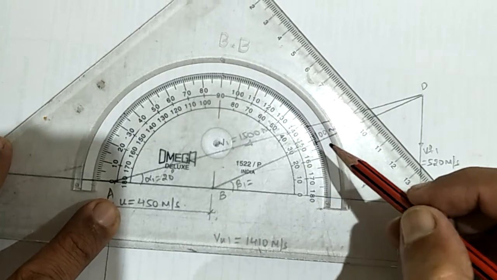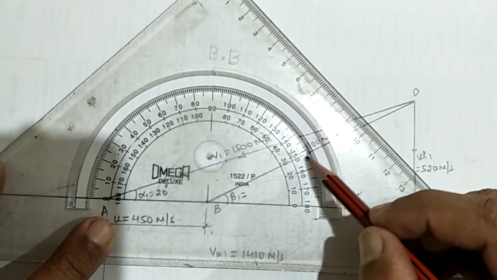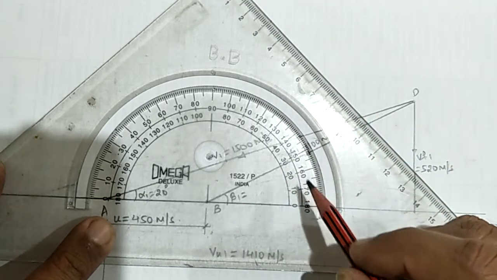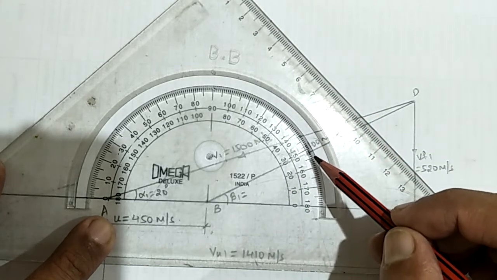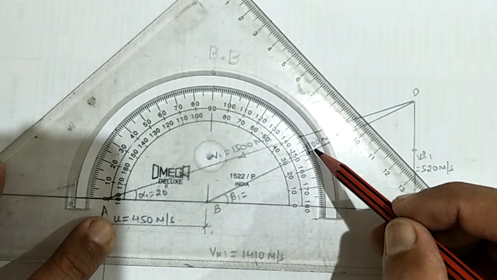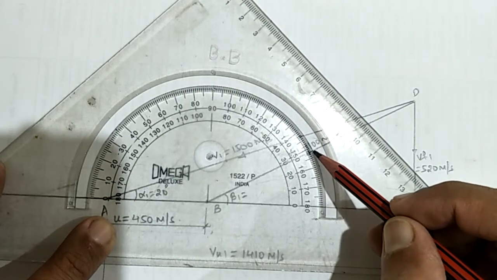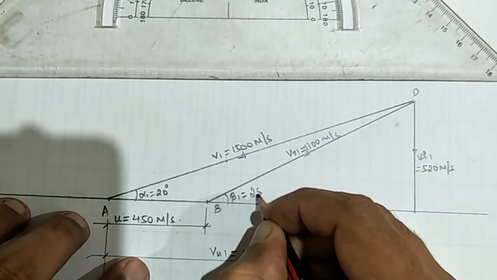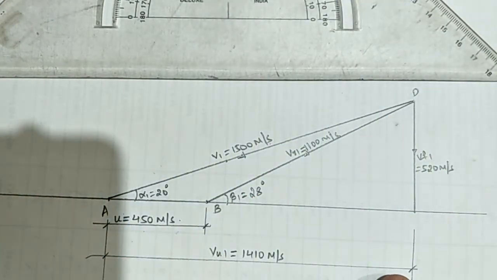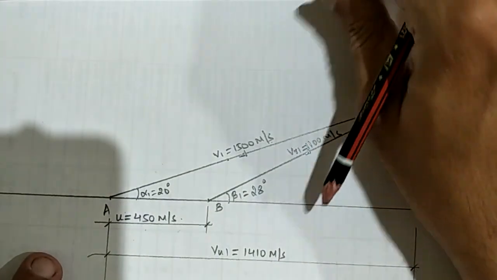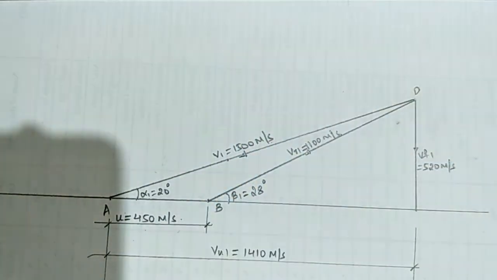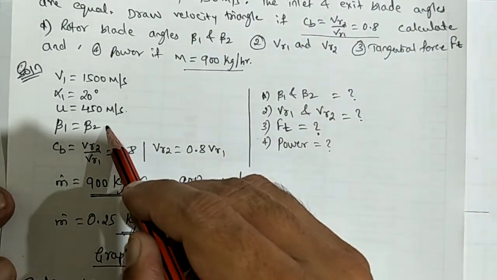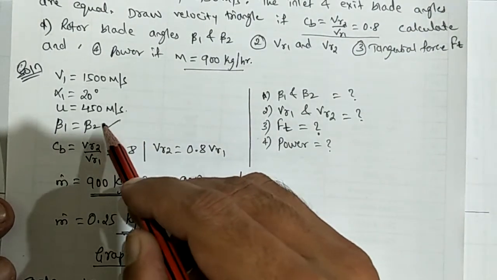So it is 27, or I will go with 28 degrees. Beta 1 is equal to 28 degrees, as you can see here. Okay. So in the problem it is clearly mentioned that beta 1 is equal to beta 2, as you can see here, right?